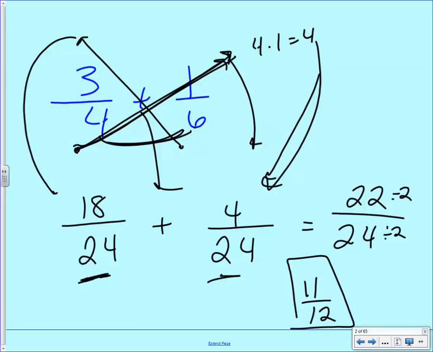I have the common denominator. I brought it straight over. I added my top numbers, and then I simplified. Final answer. This is the way that I would like to teach it. This is the way that I like to use it. For me, it's just easier.